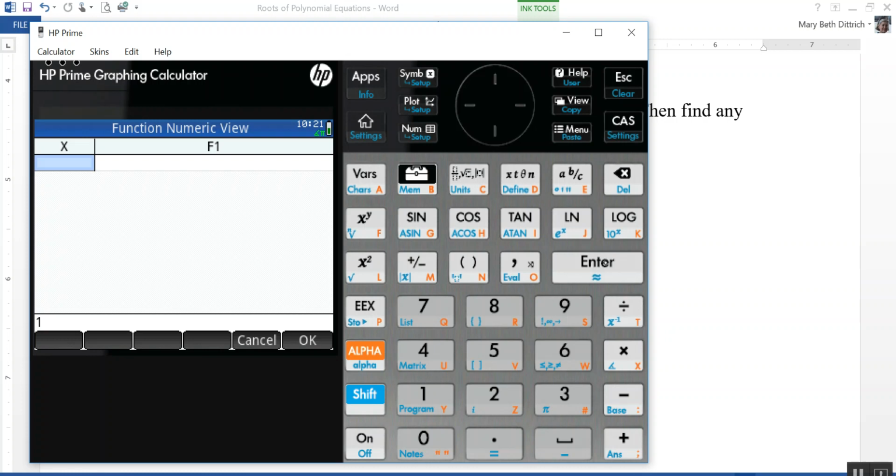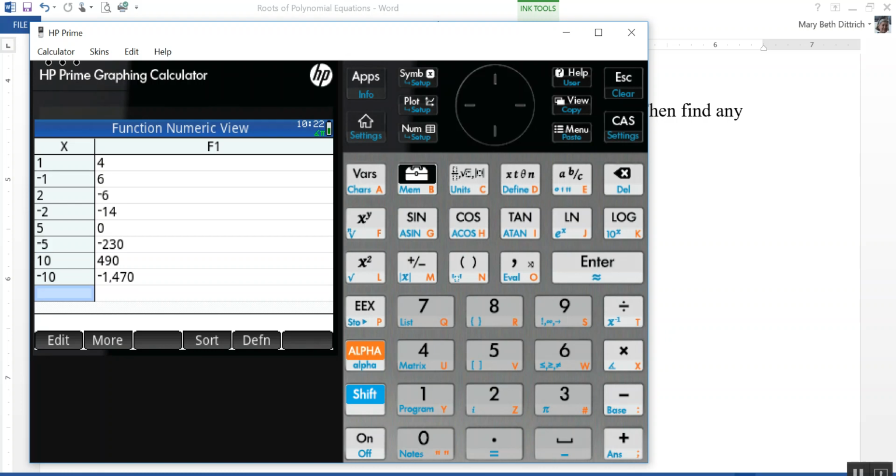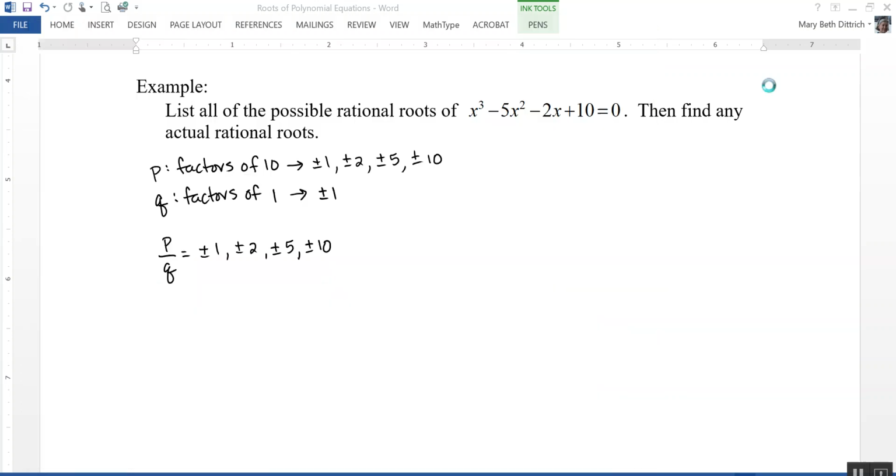So when I put in 1, I get that f of x is 4. That's not going to work. Negative 1, no. 2, no. Negative 2, no. 5, yes. So when x is 5, f of x or y is 0, so that's one of my possible roots. Let's try the others. Negative 5, no. 10, nope, and negative 10. Oops, enter. No, definitely not. Okay, so that means that I have an actual rational root at x equals 5.